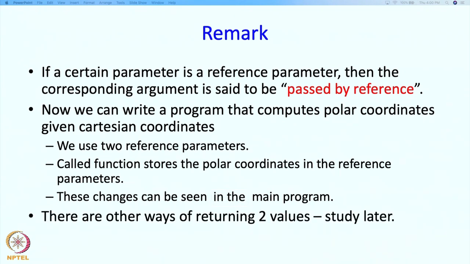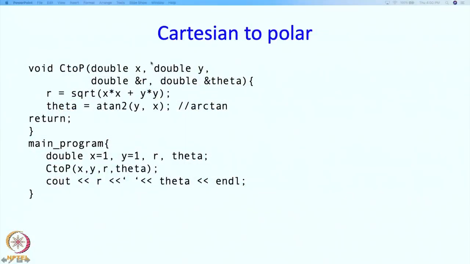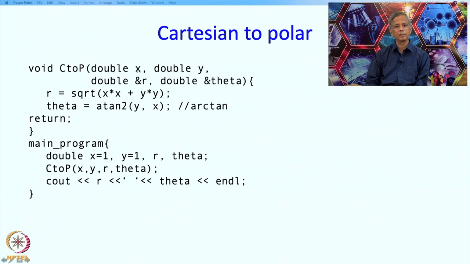And by the way, this is not the only way of returning two values. We will see later that there are other ways as well, but this is one of the ways. So here is the Cartesian to polar program. As you can see, X and Y are ordinary parameters. They are passed by value. R and theta, on the other hand, are reference parameters. So what does that mean?